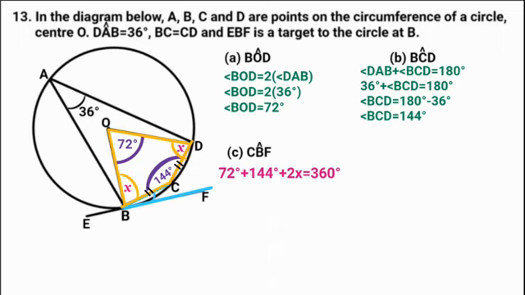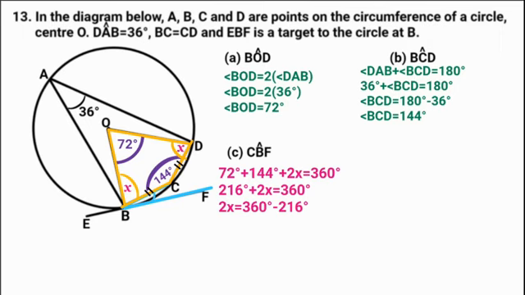Once we have done this, what we need to do now is just to evaluate. We're going to evaluate first 72 plus 144, which will give us 216 plus 2x is equal to 360 degrees. Next we put like terms together. So 2x is equal to 360 degrees minus 216, since the 216 is crossing the equal sign. Then we find the difference of 360 and 216.